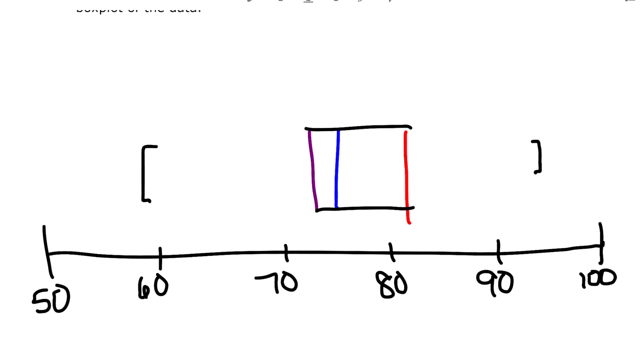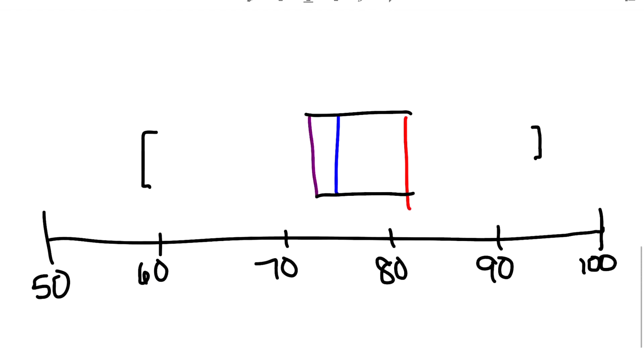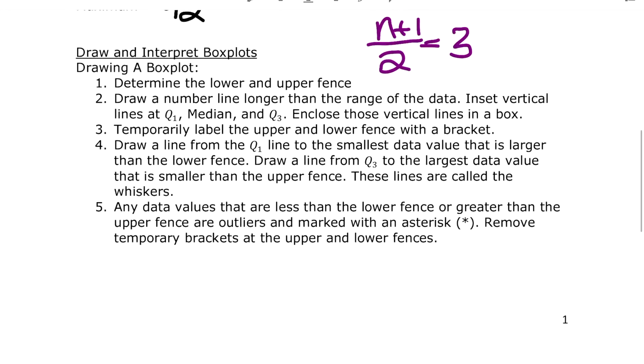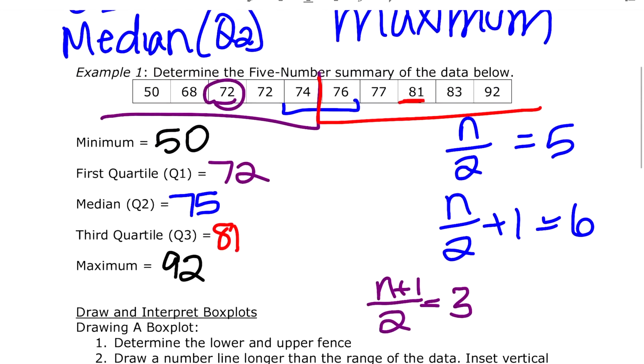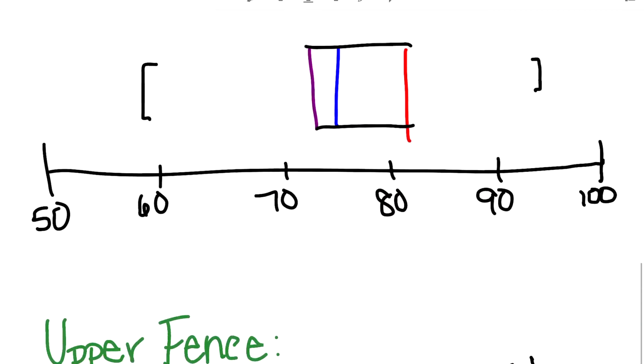Perfect. So those are temporary. Those are going to get erased later. All right. So now I can move on to the next step. So now I need to look and see if I have any outliers.